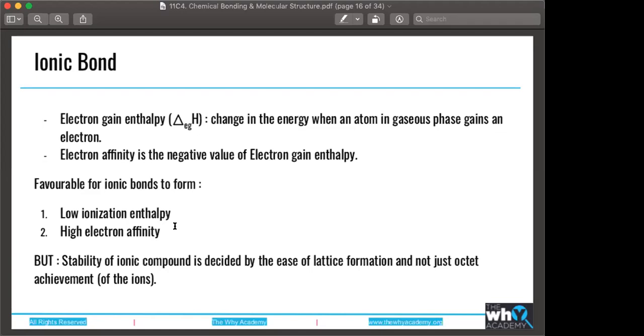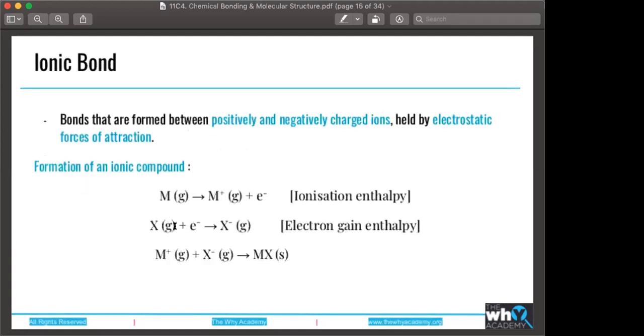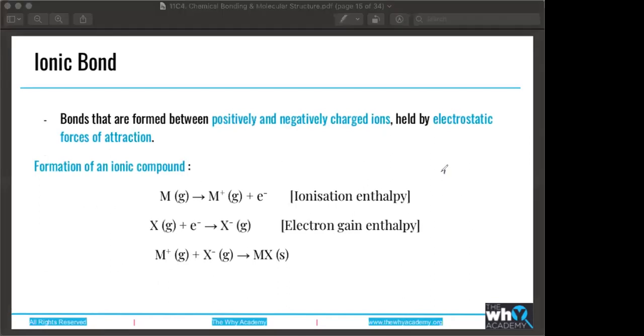Now in reality, they have actually measured the values for our favorite compound. If you measure it for formation of NaCl, if you add up the ionization enthalpy to form Na plus and the electron gain enthalpy to form Cl minus, the total value actually comes out positive. So a positive energy change means the final is higher than the initial.